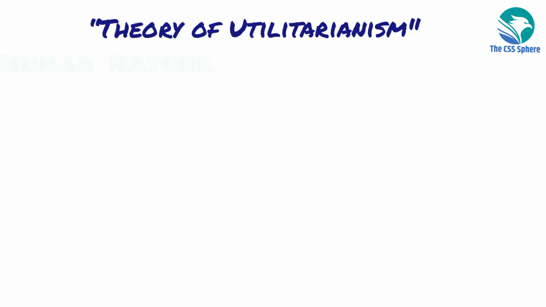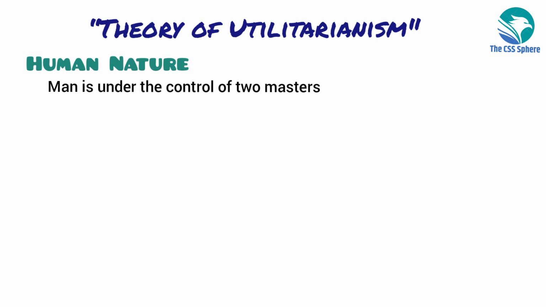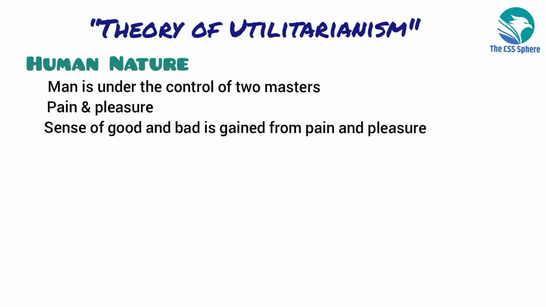Bentham begins his theory by describing human nature. Bentham says that man is under the control of two masters, pain and pleasure. These two instincts dictate humans. Everyone likes pleasure and tries to avoid pain. The sense of good and bad is gained from pain and pleasure. Every person has his own concept of good and bad. The things by which he gains pleasure are good for him.